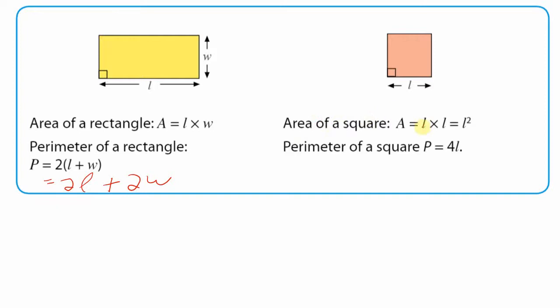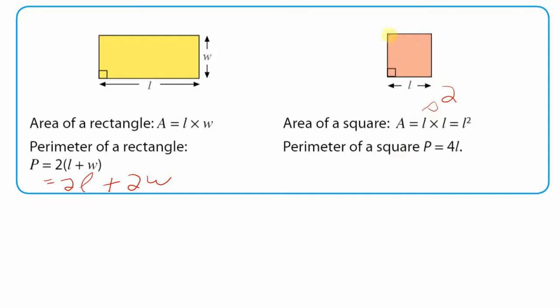If we think of a square, you have the length times the length, which is the same. Or the length times the width, but length and width is the same, so you can just say length times length, which is length squared. Sometimes we also use side times side, which is side squared.